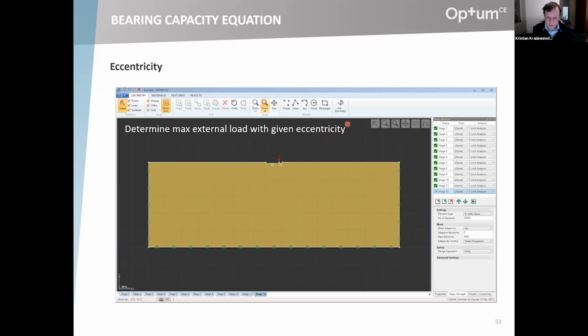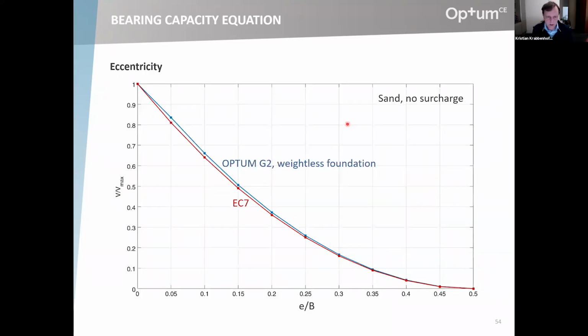So if we make things as simple as possible and assume that the foundation is weightless, well, then we have this comparison here with Eurocode 7, but every code is the same, the effective width or effective area approach. This is the normalized vertical force, so V divided by V max, versus the eccentricity ratio. So 0 is central loading, 0.5 is you have the force right out at the edge of the foundation.